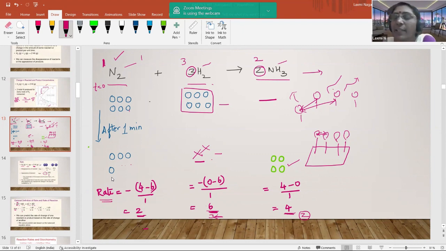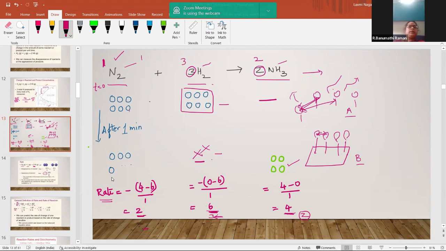In which scenario? In scenario A, where they are loose, not bound to anybody, or in B, where the balloons are attached to these metal surfaces. Where is the chance of greater collision between the balloons? Scenario B. And thus you are increasing the concentration. You are allowing them to interact. You are providing a surface for them to collide, break some older bonds and create newer bonds.